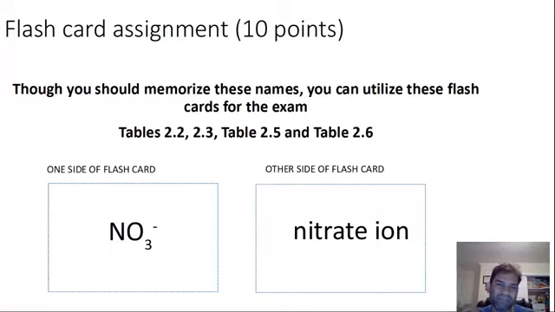This is just something as an aid to help you master the vocabulary of chemistry so that it makes the course go a little bit easier, because one of the hard parts of chemistry is learning the names. I believe these flashcards will help you learn the names of some of these chemicals. So that will do it.